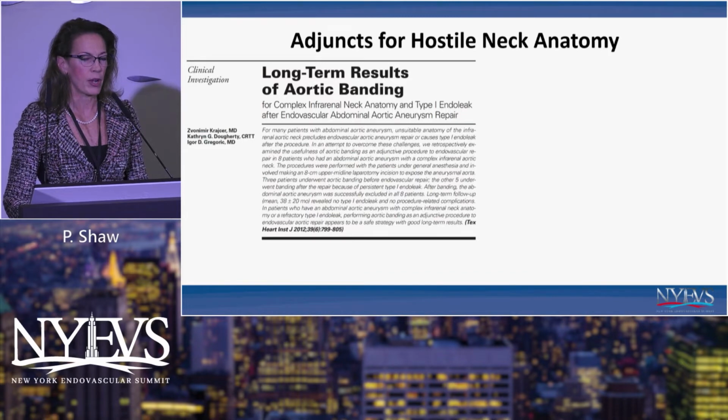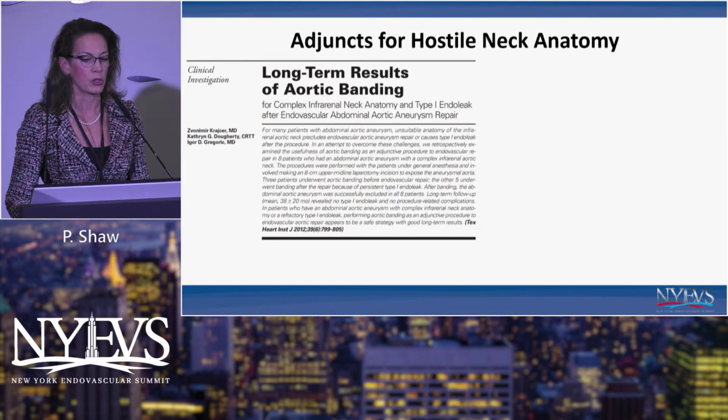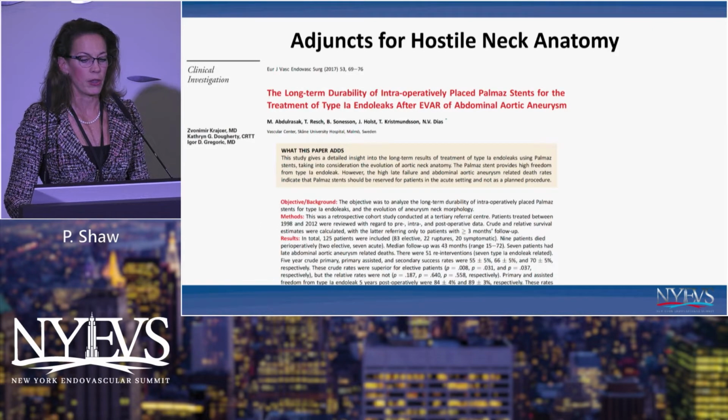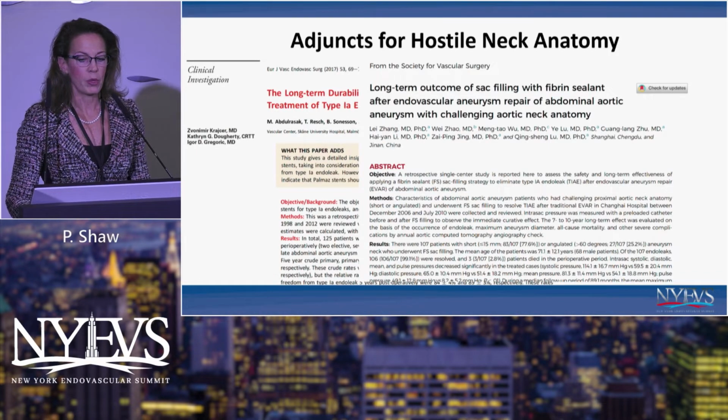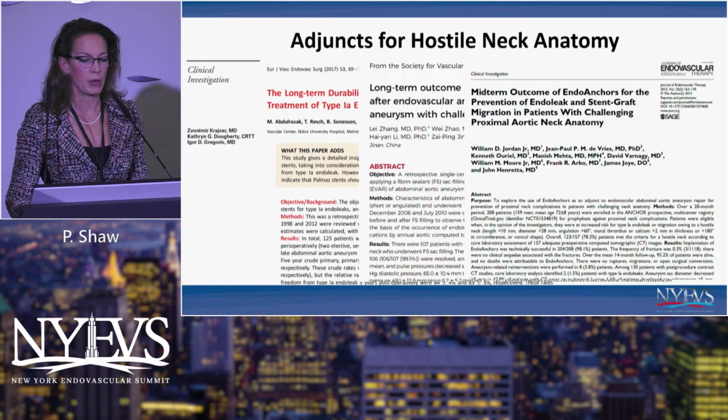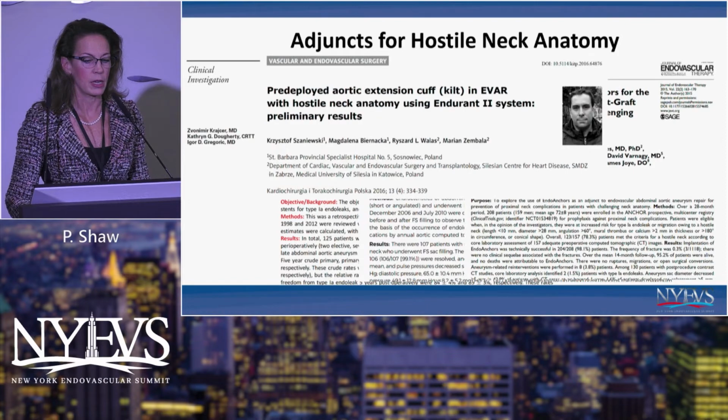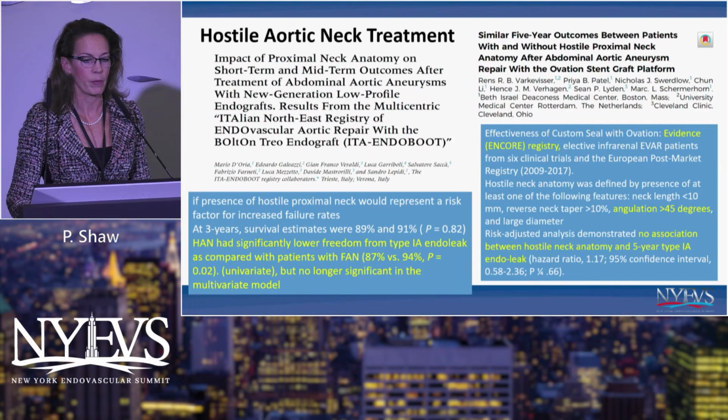And many adjuncts for hostile neck anatomy have been proposed, such as long-term results published for aortic banding, the durability of a Palmaz stent, either pre-deployment or after deployment of the stent graft, to eliminate type 1 endoleak. The use of fibrin sealant has been published, as well as the use of EndoAnchors, which has already been discussed, and other people have used the kilt in EVAR for hostile neck anatomy.